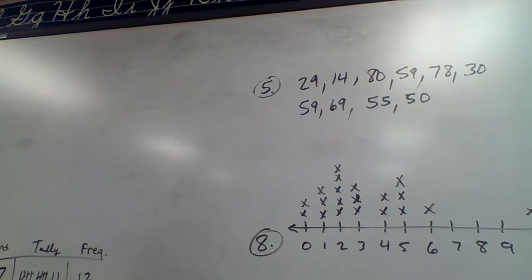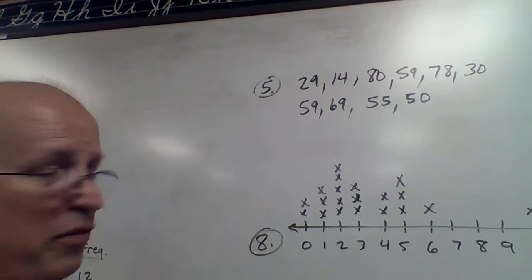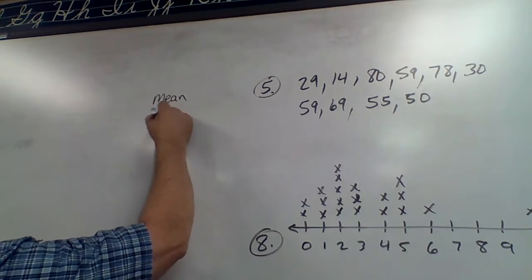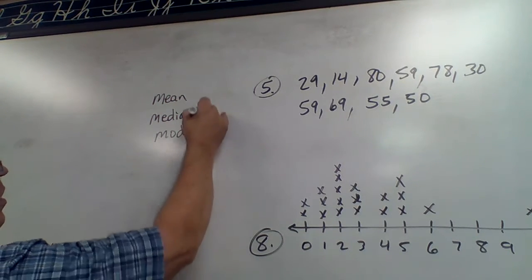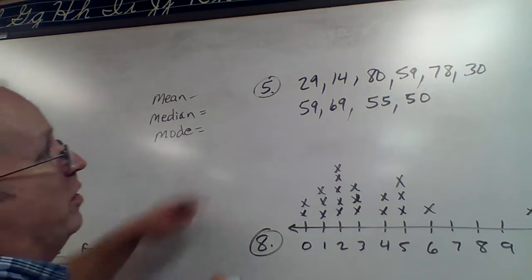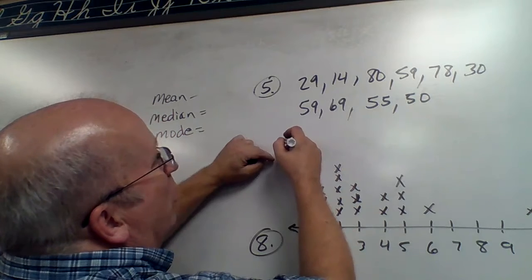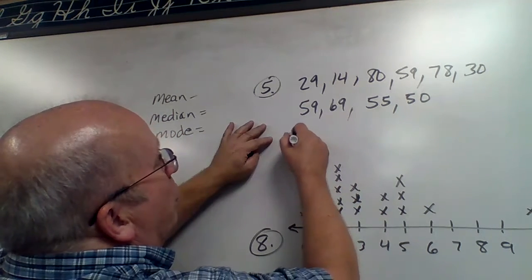Number 5. Okay. Remember I said I like to find the mode first? Let's see if we can do that. We want the mean, the median, and the mode here. Which number appears most often? Well, to make this easier, I'm going to put them in order right away. That usually makes it easier to find the number that appears most often.